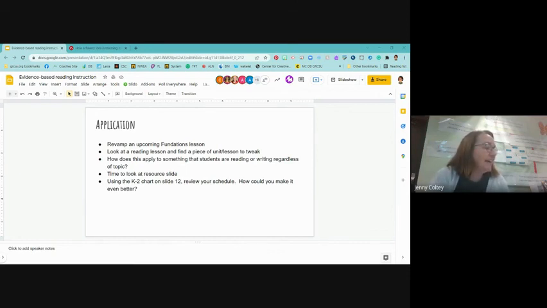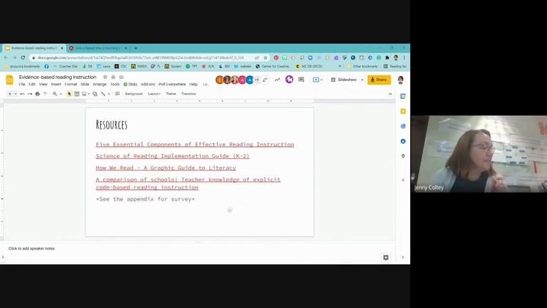Time to look at the resources slides. At the end of this presentation, there's a resources slide with all kinds of different resources. Using that K-2 chart on slide 12, review your schedule. If you're a K, 1 or 2 teacher, go ahead and look at your schedule. Imagine you had carte blanche, like you could arrange your schedule to fit this science of reading idea. How would you make it better? What would you change?